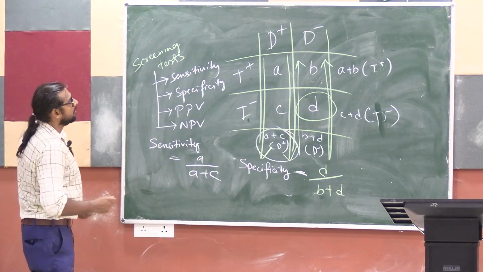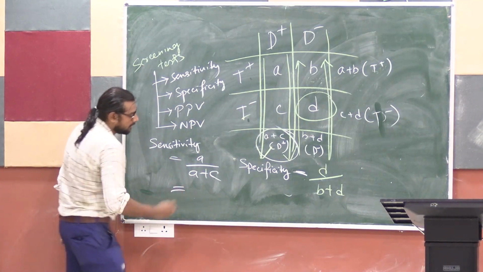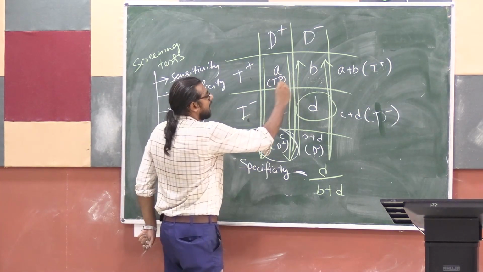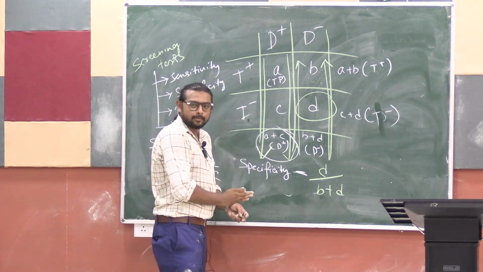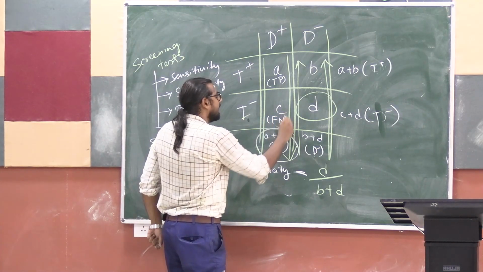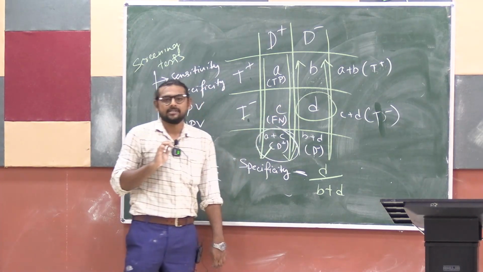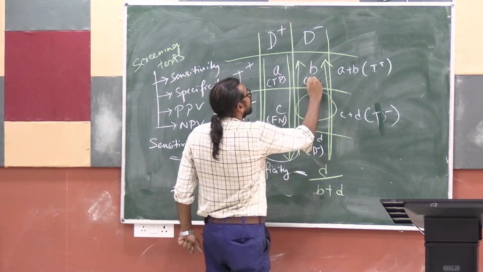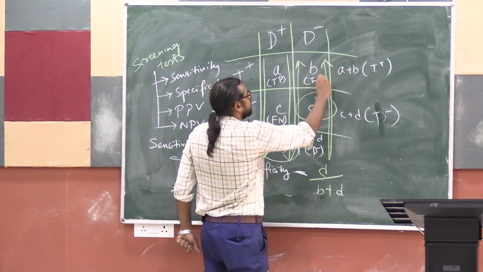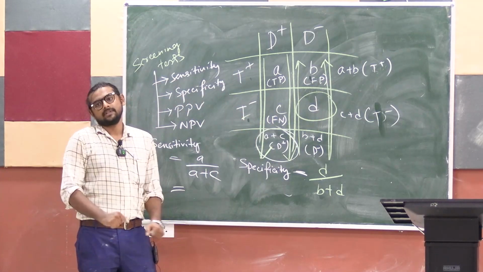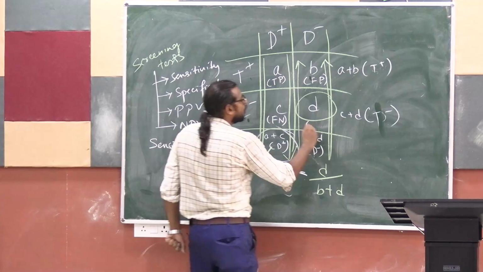Now this can be called true positive. I have the disease, the test result yields a positive result. Got it? This is a false negative. I have the disease, but the test results give me a negative result. That's a false negative. Got it? What is this? A false positive. I don't have the disease, but the test result yields a positive result. And this is true negative.